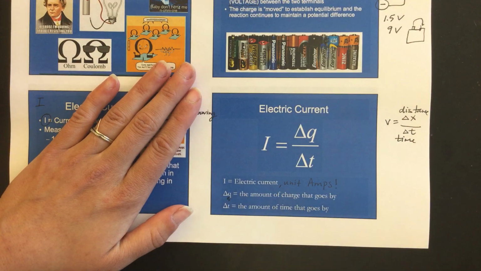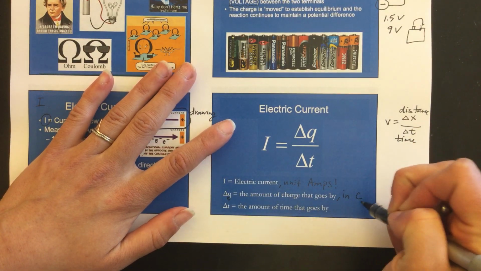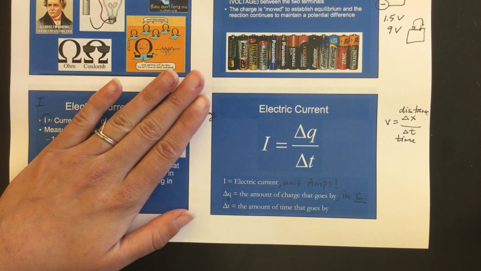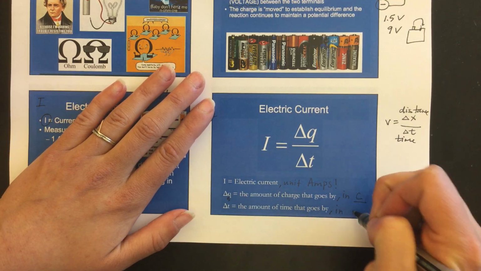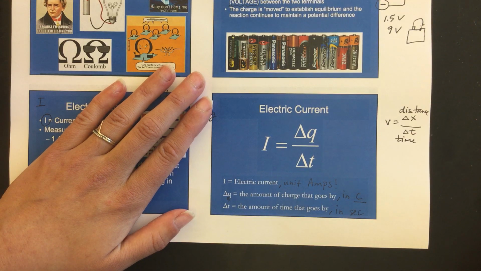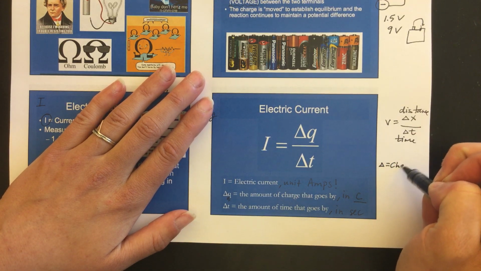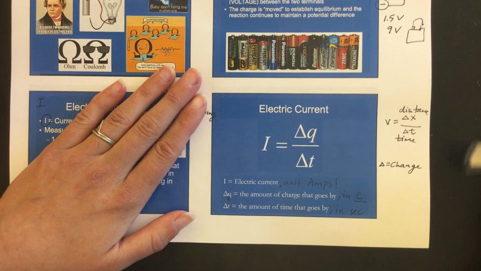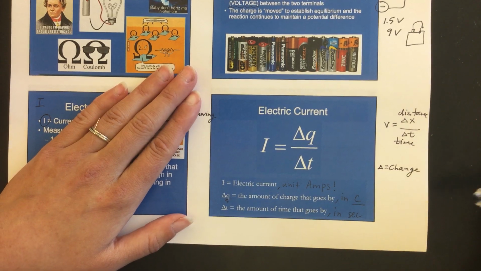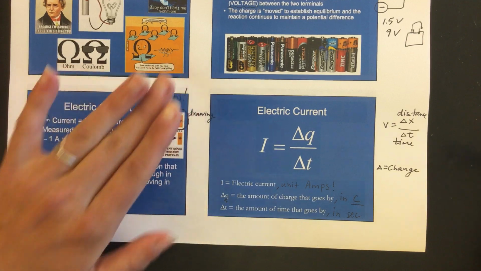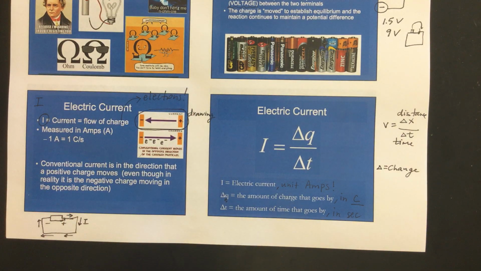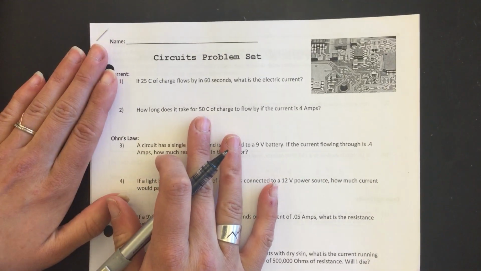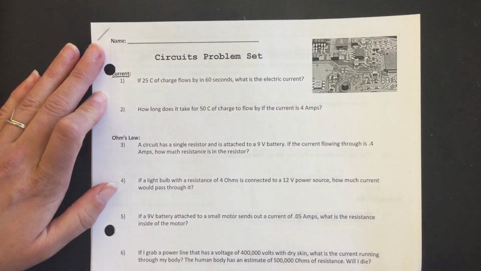So Q is charge from last unit. We know that charge is in coulombs, capital C. Time is always in seconds. And remember that the triangle is just saying a change in. So a question could say that 5 coulombs of charge moves in 2 seconds. So it's just talking about that change in time and change in the amount of charge that is moving. So I want to pause at this point to go into the problem set and practice the first two. The first two are specifically about current.